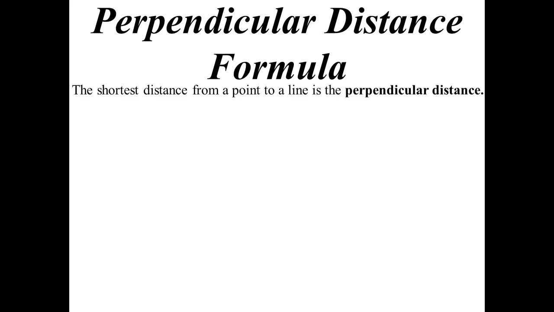Perpendicular distance formula. Why is the perpendicular distance formula important? Well, the reason it's important is if you have to find the distance from a point to a line. Now, obviously, there's lots of different distances you have. So whilst we don't necessarily say it, what we mean is what is the shortest distance from a point to a line, and that is always the perpendicular distance.